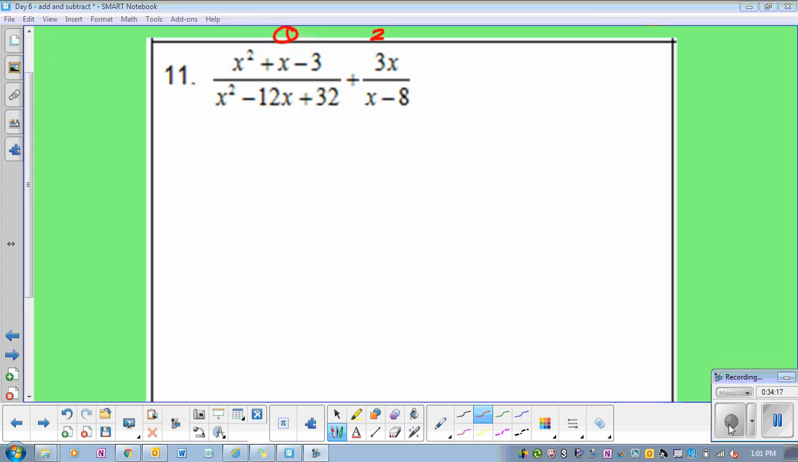Next one. Fraction 1, fraction 2. Question: do we need to factor the top? Actually, Dylan asked a really good question. Do we need to factor the top? No. Don't factor the top. We just need to factor the bottom.